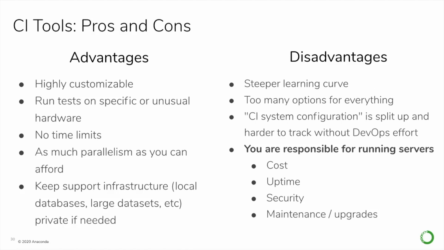And depending on how the system is configured, you often will have the CI system configuration split up in a couple of places. You're running on a server, so how you set up that server is technically part of the configuration of your CI system. So unless you do some DevOps work to basically script setting up the server, where you script setting up Jenkins, and so on and so forth, before we even get to the pipeline for your project, it can be hard to recreate your CI system without having logged all of that. And then, of course, there's the issue of running your own servers. There's cost, uptime, security, maintenance. All of these things now become your problem, whereas with the service, they weren't your problem.